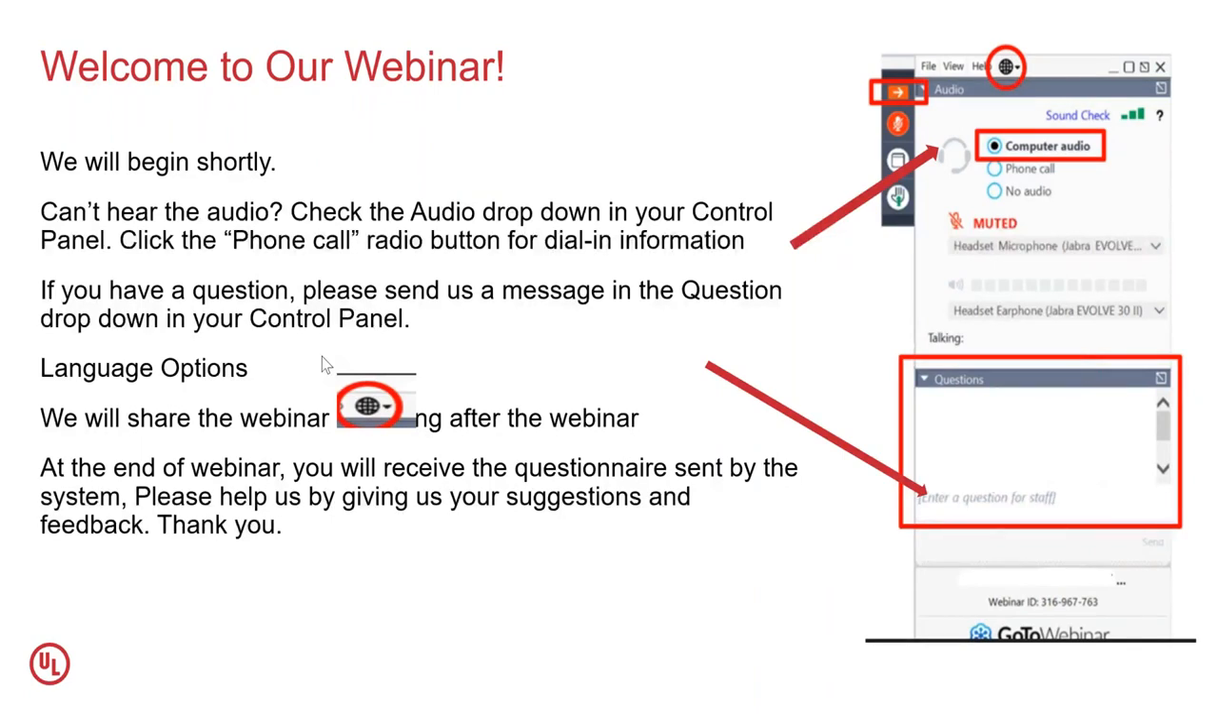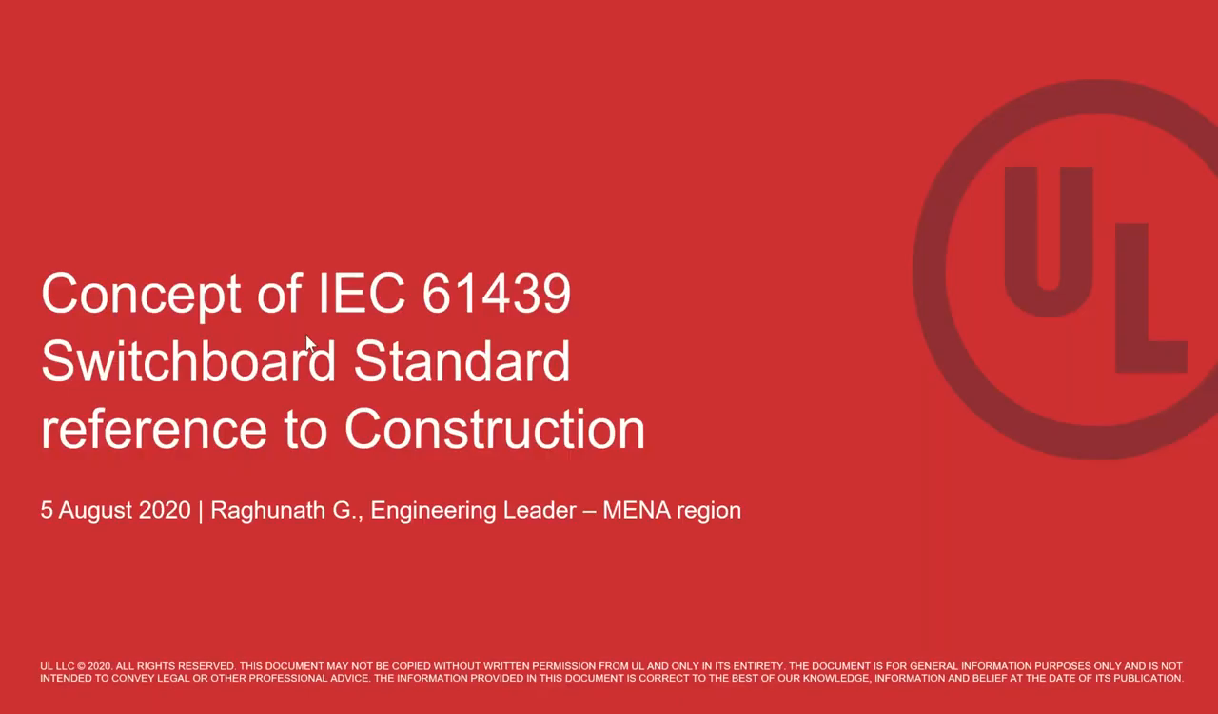Today's webinar focuses on IEC 61439-1 and IEC 61439-2 overview, power switchgear and controlgear assemblies. These two standards play an important role in the services UL provides for evaluating and certifying low voltage gear.